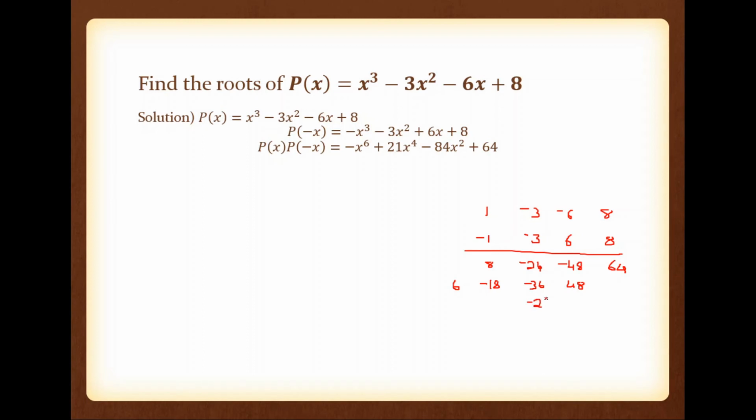Minus 24. Minus 3 into minus 6, plus 18. Minus 3 into minus 3, 9. Minus 3 into 1, minus 3. What is left? Now minus 1. So minus 1 into minus 8, minus 8. Minus 1 into minus 6, plus 6. Minus 1 into minus 3, plus 3. Minus 1 into plus 1, minus 1.